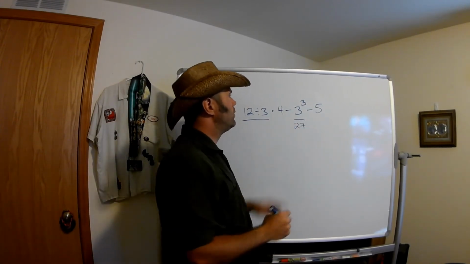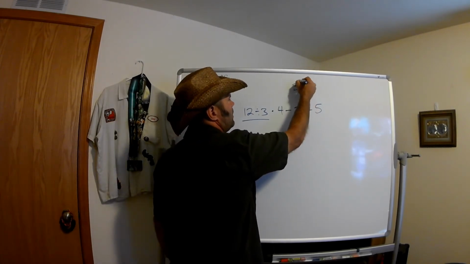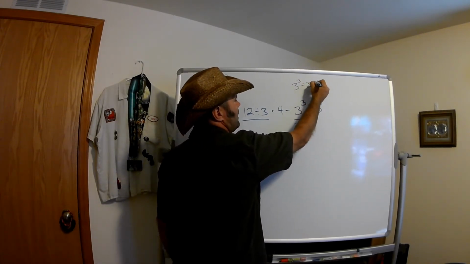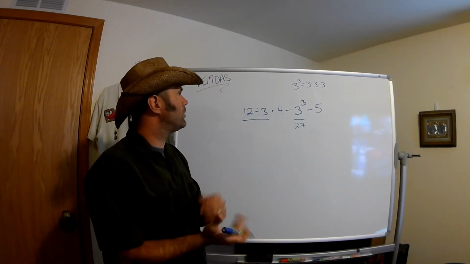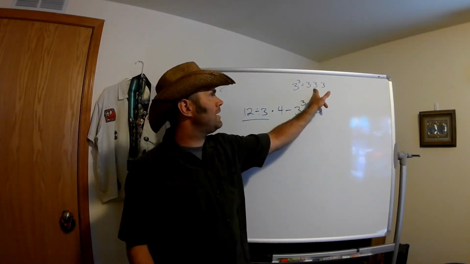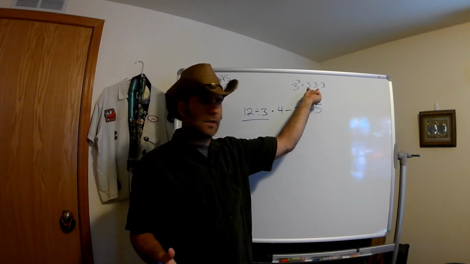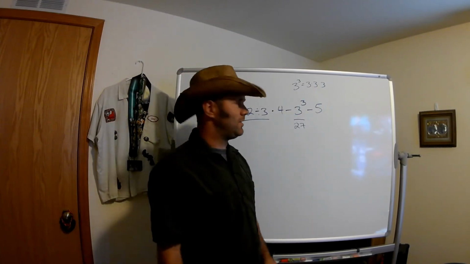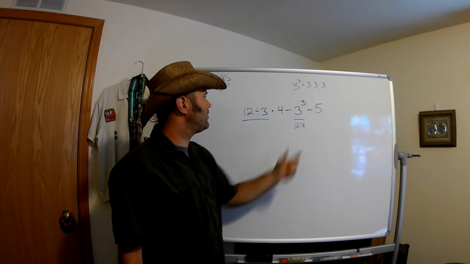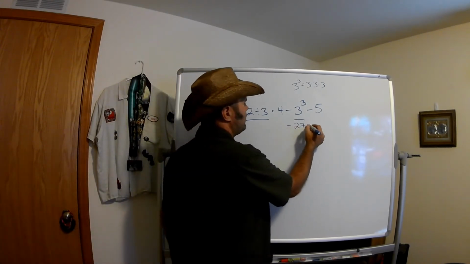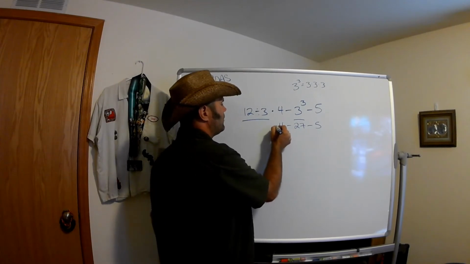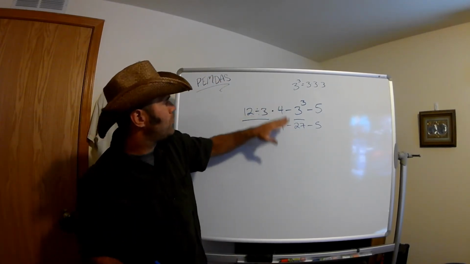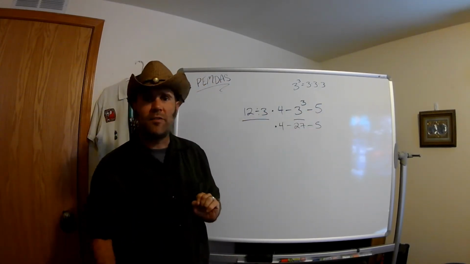So 3 cubed, if you don't recall, is equal to 3 times 3 times 3. So 3 times 3 is 9, right? 3 times 3 is 9, times 3 is 27. So that's where we're getting the 27 here. We've got our minus, and we've got our minus 5. We're bringing the 4 down, and some multiply. So just bringing things down that I didn't mess with.